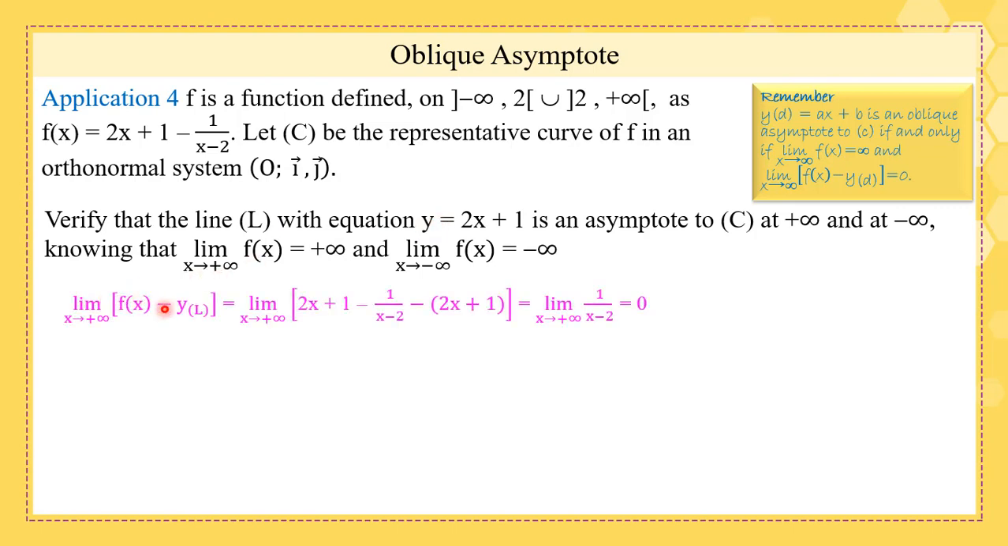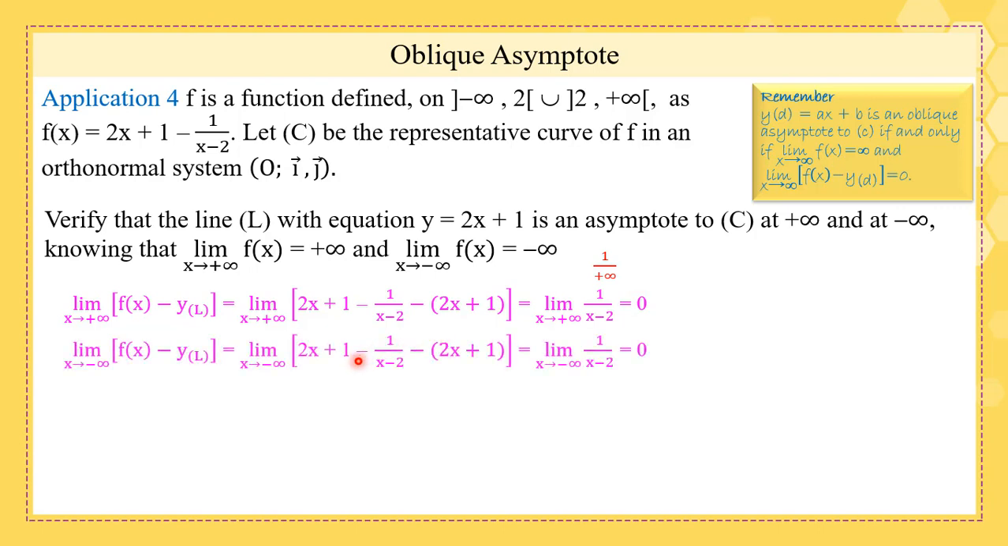Now the limit here of f of x minus y of L as x tends to plus infinity is the limit of this quantity, which is the limit of 1 over x minus 2, which is 0. And this happens because we have 1 over plus infinity. And similarly here, when x tends to negative infinity, we have 1 over negative infinity, which is also 0. So from here, we can deduce that L is an oblique asymptote to C at plus infinity and at minus infinity. Now remember here, you don't have to verify the first condition because it's given.